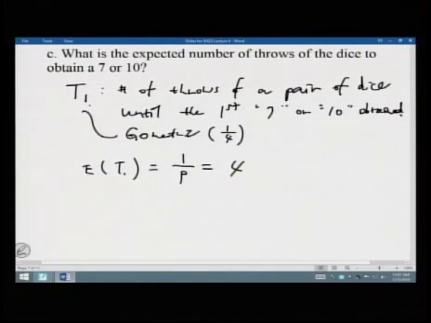So I would say this question C is a little bit more advanced compared to question B. You need to think a little bit more. Does that make sense to everyone?